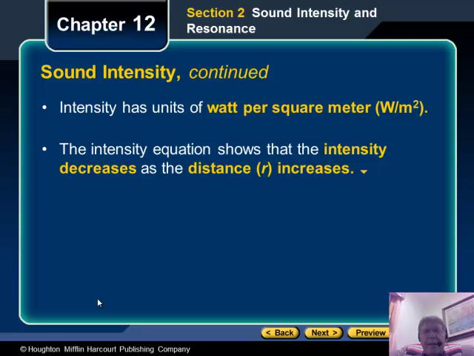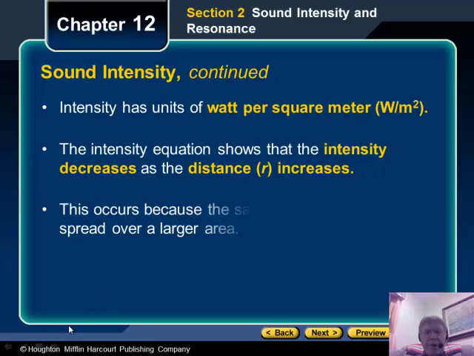The fact that the distance, the radius, is on the bottom and it's squared tells us that the intensity is inversely proportional to the square of the distance. So as you double your distance from the source, the intensity decreases by a factor of 4. It becomes 1/4 as much as it was before. And so that's an inverse square relation. And of course that happens because you're spreading the same amount of energy over a larger area, and that area is going to be proportional to the square of the distance.